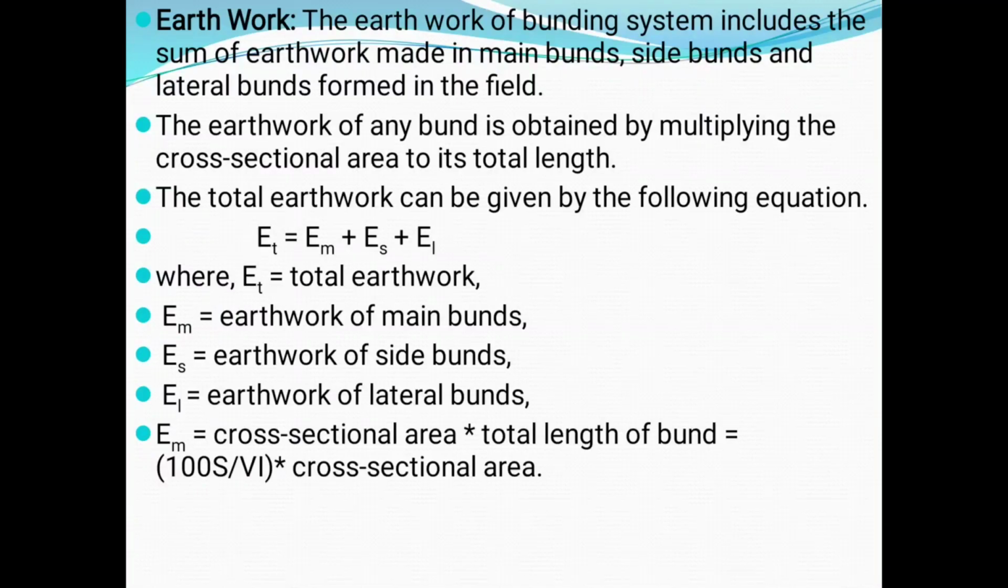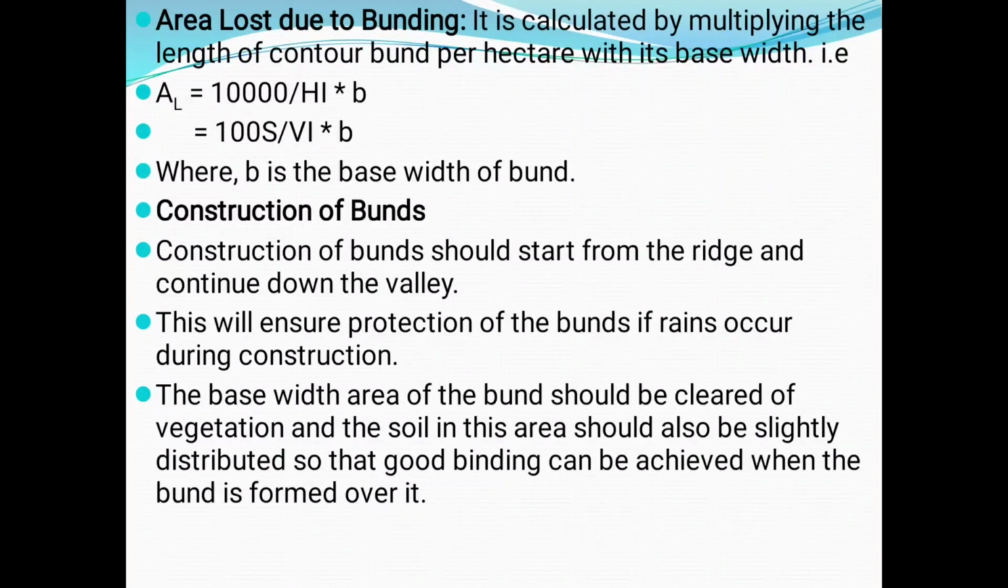EM, the cross section area into total length of the bund, is equal to 100 S divided by VI, which means cross section area. Next, area loss due to bunding is calculated by multiplying the length of the contour bund per hectare with its base width. A basic formula: AL is equal to 10,000 HI divided by I into B, where B is the base width of the bund.